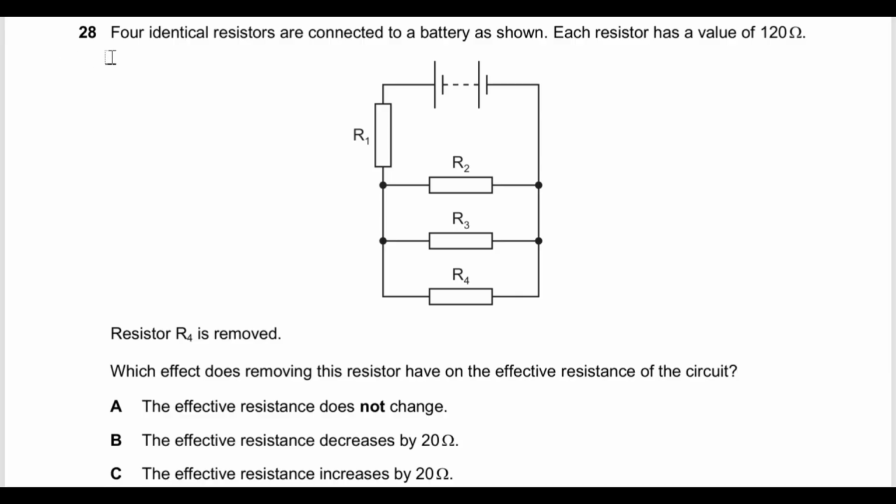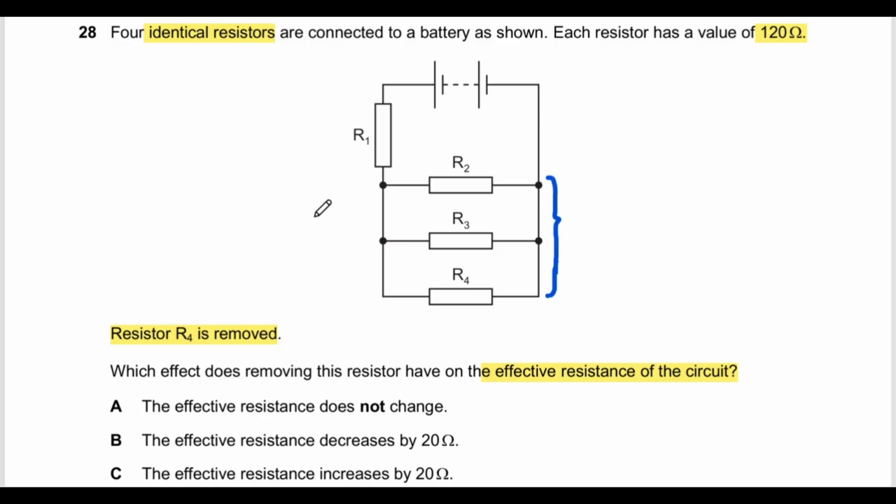Question 28 says four identical resistors are connected to a battery as shown. Each resistor has the value 120 ohms. So this is the circuit, and the question is saying the resistor R is removed. Which effect does removing the resistor have on the effective resistance of the circuit? So this R2, R3 and R4 are connected in parallel.